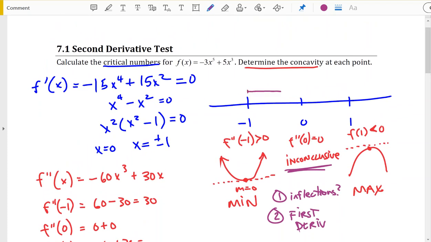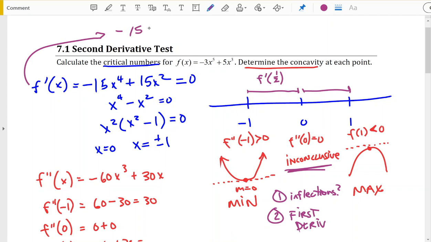So I want to look at this interval and figure out what the slope is. And I'm going to look at this interval and look at the slope. And I'm going to see if the slope changes, if it goes from positive to negative or negative to positive. So let's throw in 1/2 into our first derivative. So f prime of 1/2. Here we have our first derivative here.